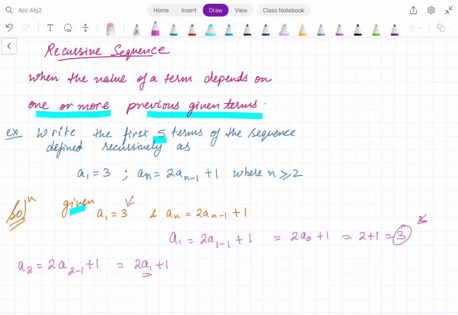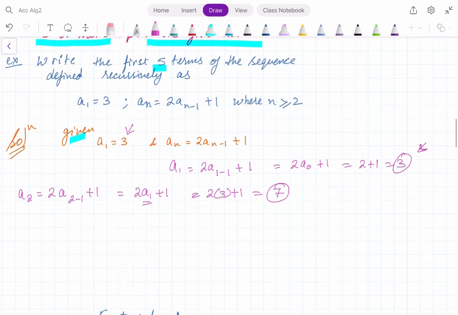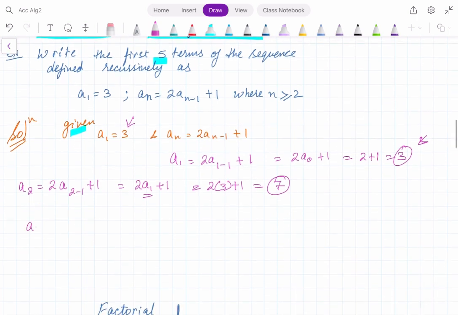What is a1? I got a1 as 3 in the previous case. So plug the value of a1 back. You will get 7. Now 7 is the value of a2, and I need that value to get the next term, which is a3. Remember, this is recursive, so every value is based on the previous values.